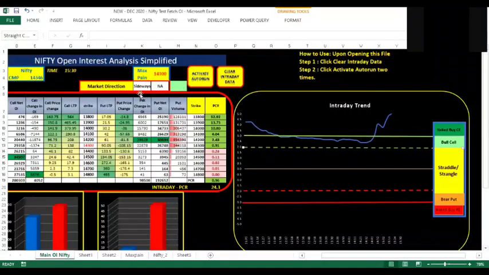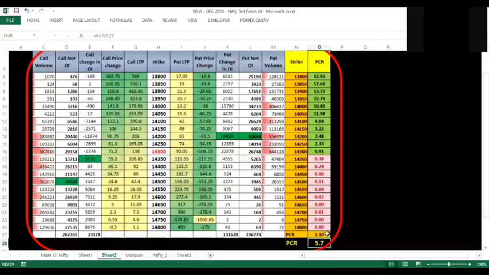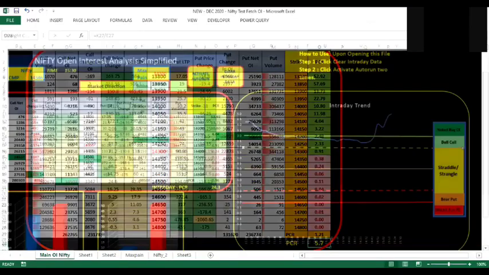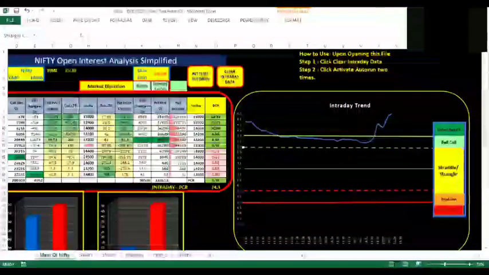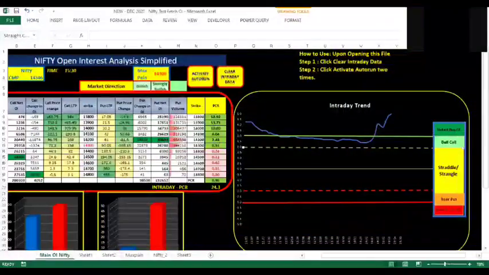It says sideways. If I make it a bit higher, then it might show you something bullish. So let's see what it shows if the number increases. It says bullish, strongly bullish. So this is how this auto market direction continues to work. Please do not change any of these links which are there in the sheet, otherwise you will get wrong directions.